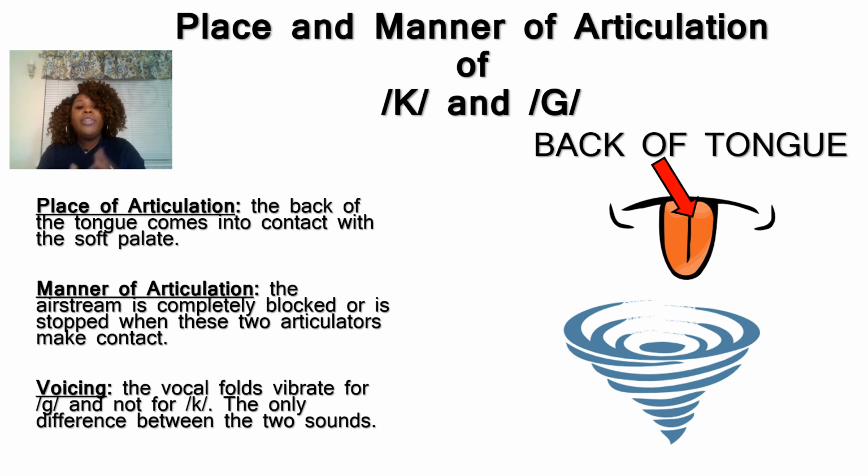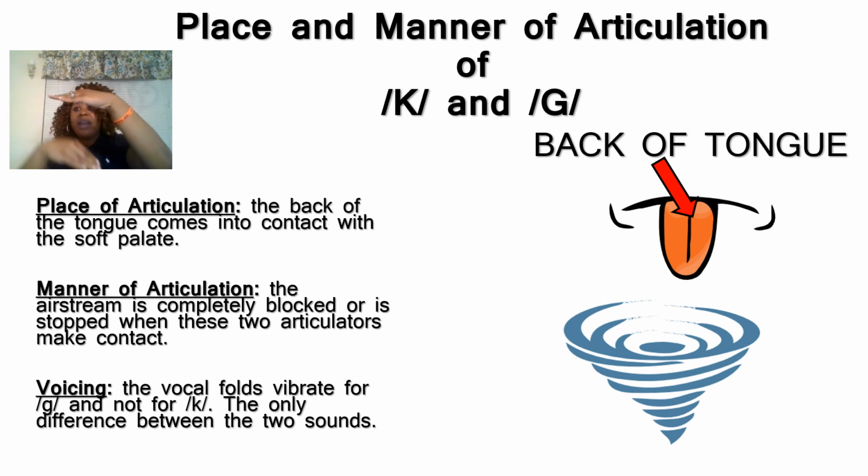Okay, so the articulators that are involved in producing K and G, which talks about our place of articulation, is the soft palate and the back of the tongue. So let's just say that this is the roof of our mouth where our soft and our hard palate is. This is our tongue. This is our soft palate. This is the back of the tongue. K, g. When they come into contact with each other, that is the sound that we're going to get.